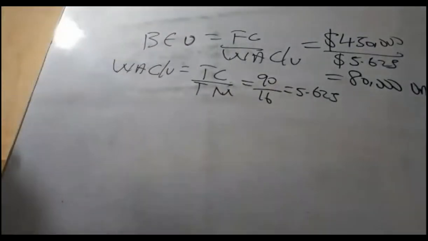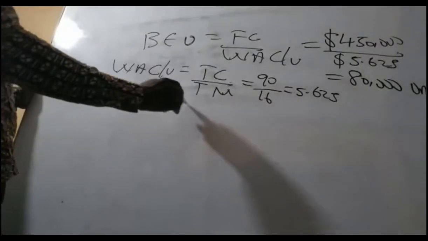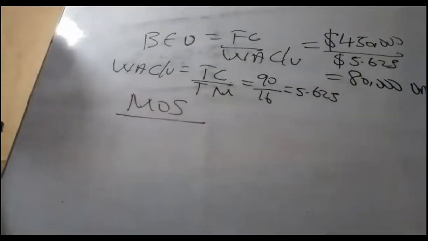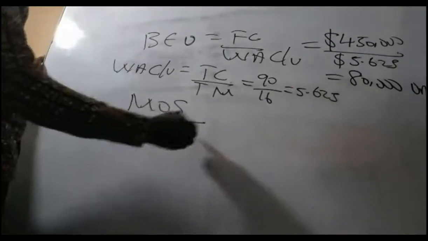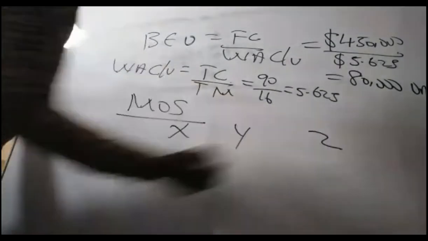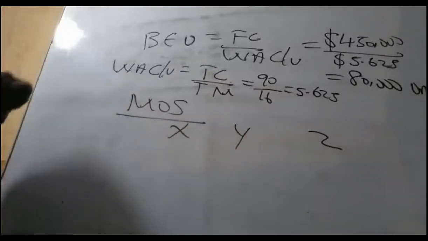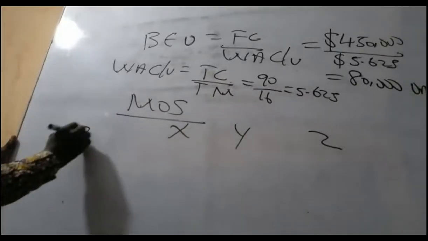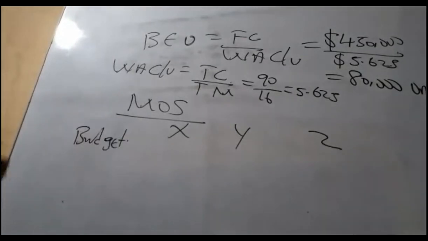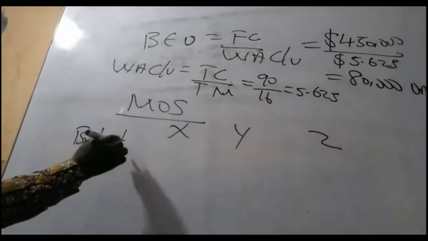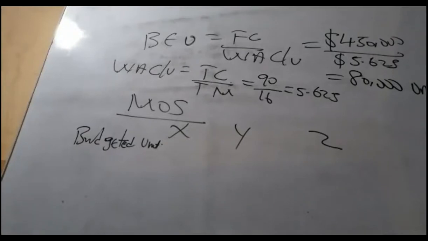We can now tell the examiner that we can vividly calculate the margin of safety. Margin of safety, where the products are many, write the product here, X, Y, and Z. What do you do again? Margin of safety is the difference between what? Your budget. So bring your budgeted units here. Go to the question and pick the budgeted unit and be free.